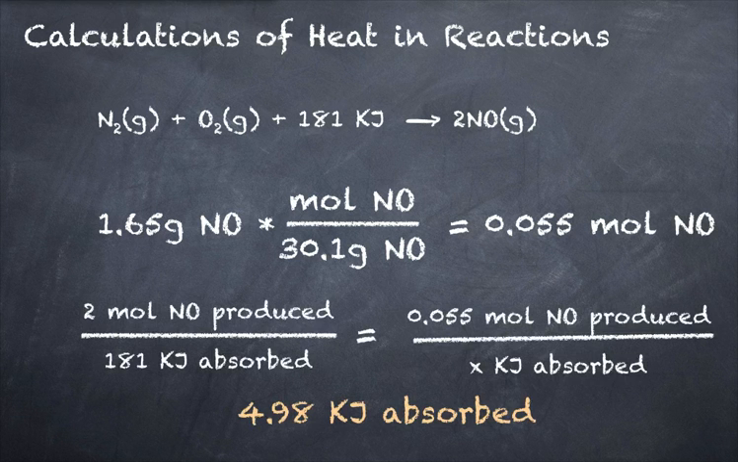So we've got 2 moles, this is from the balanced equation, 2 moles of nitrogen monoxide produced for every 181 kilojoules absorbed. So if I put my 0.055 moles and then cross multiply, so I'm going to multiply 0.055 times 181, divide by 2, I get 4.98 kilojoules absorbed. So I used what I knew generically to find out something very specific.